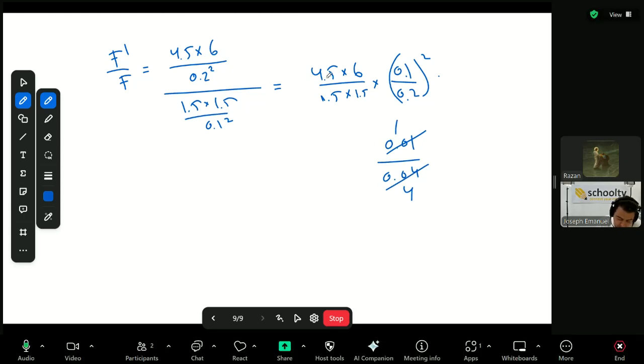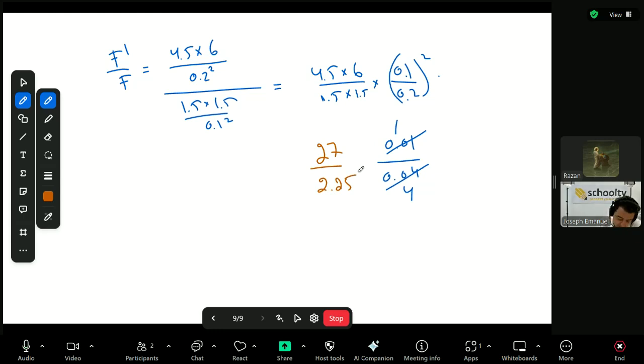What about this here? 4.5 multiplied by 6 is 27. And down, 1.5 times 1.5 is 2.25. Let's multiply by 100, no need, I think.